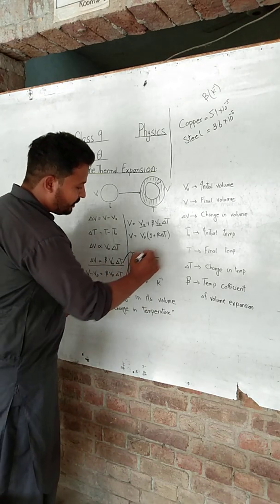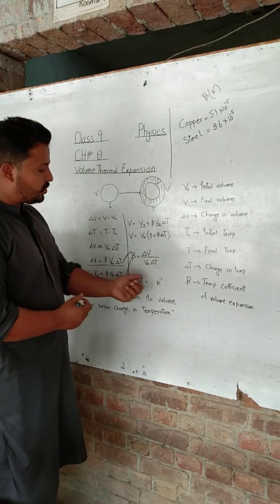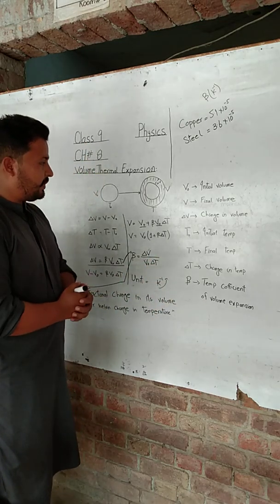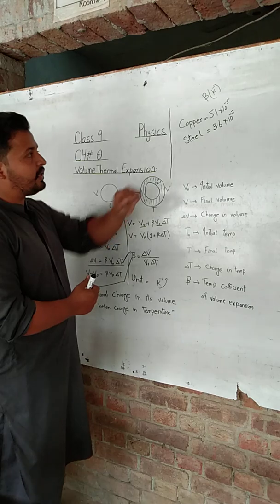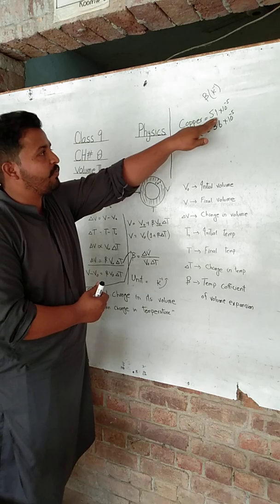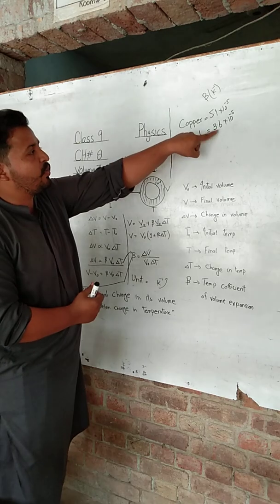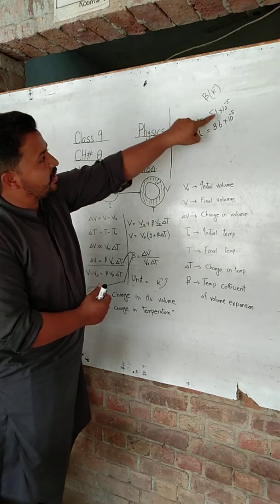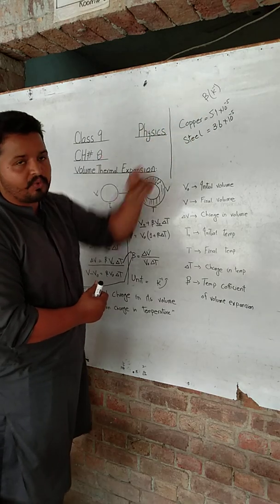Why? Because volume and volume cancel out each other. In the denominator there is temperature, whose unit is Kelvin, so it becomes per Kelvin. Its value is constant for a specific solid, and it is different for different solids. For example, its value for copper is 5.1 times 10 raised to the power minus 5 per Kelvin, and for steel it is 3.6 times 10 raised to the power minus 5 per Kelvin. Its value is constant for copper, and constant for steel, but copper and steel have different values from each other.